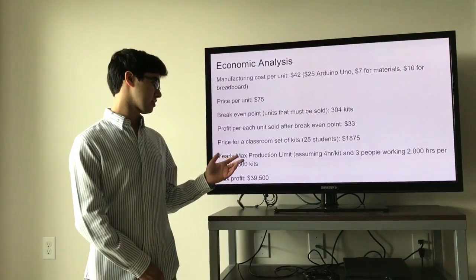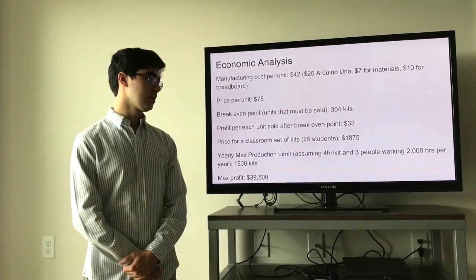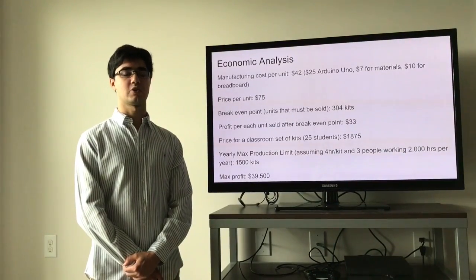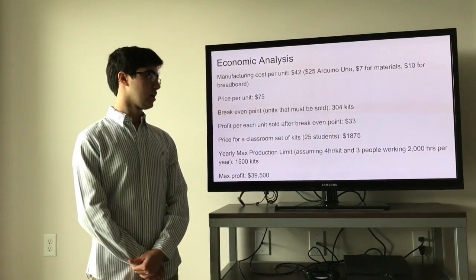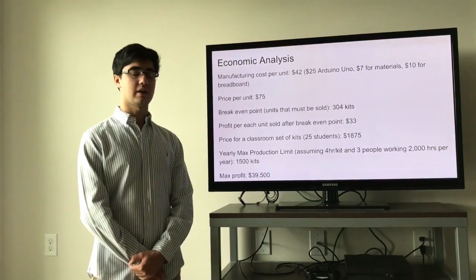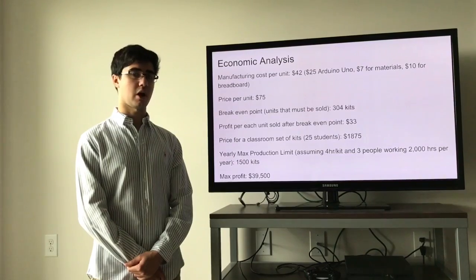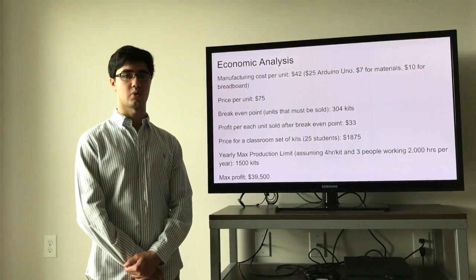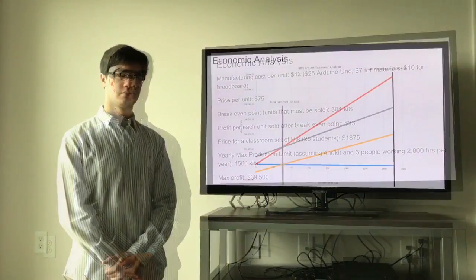We also estimated a yearly max production limit. We assumed that 3 people work 2,000 hours a year, and each person could build a kit in 4 hours. This would allow us to build 1,500 kits. And at this rate of profit, we would make $39,500 in 1 year of building kits.